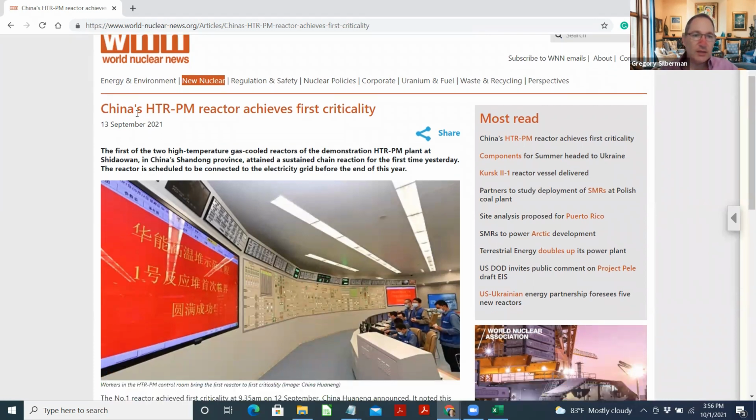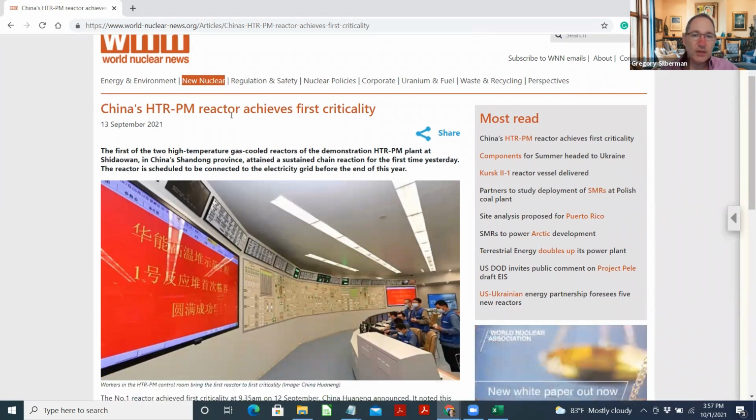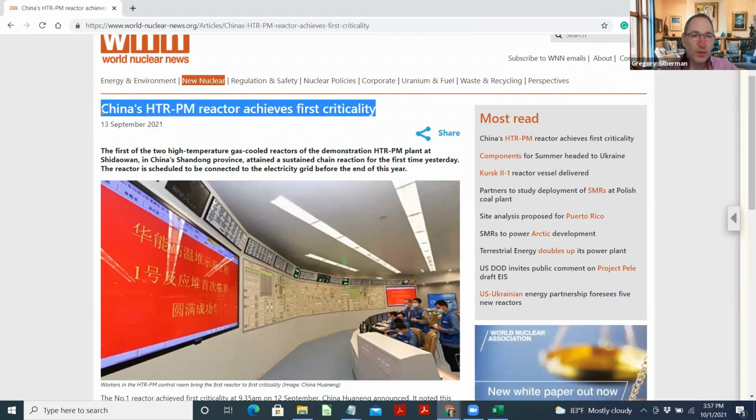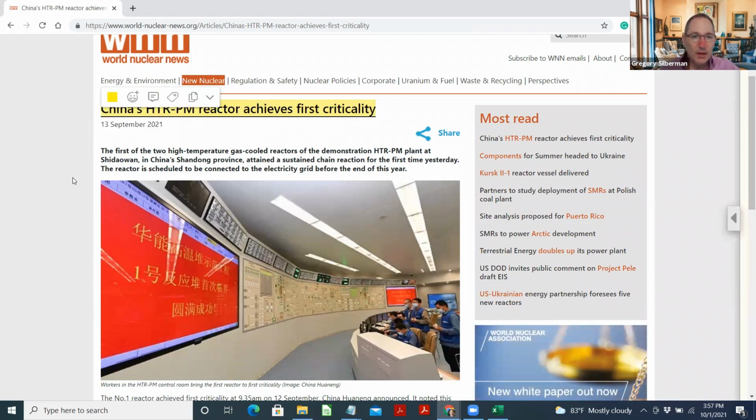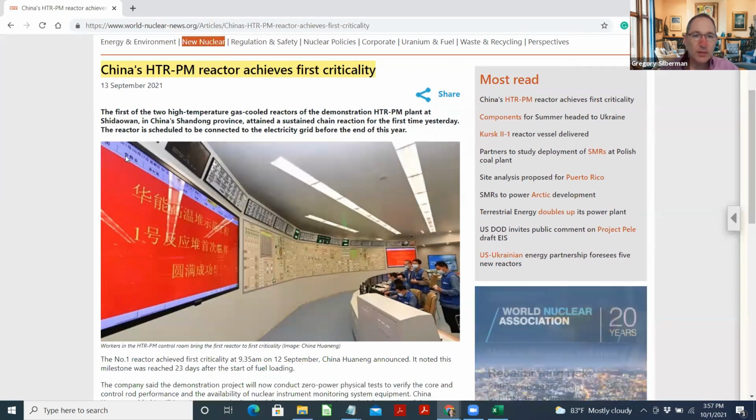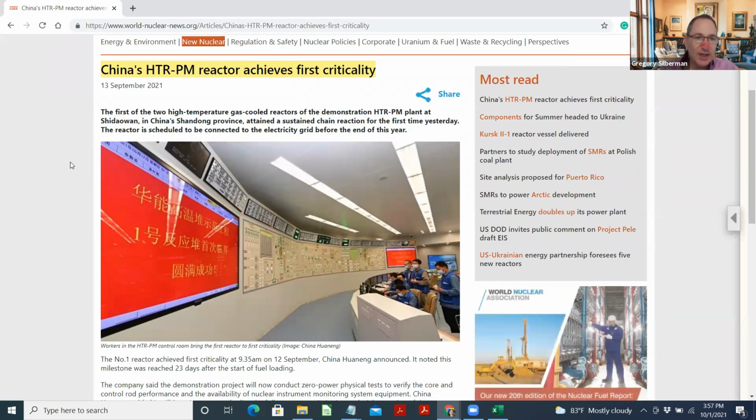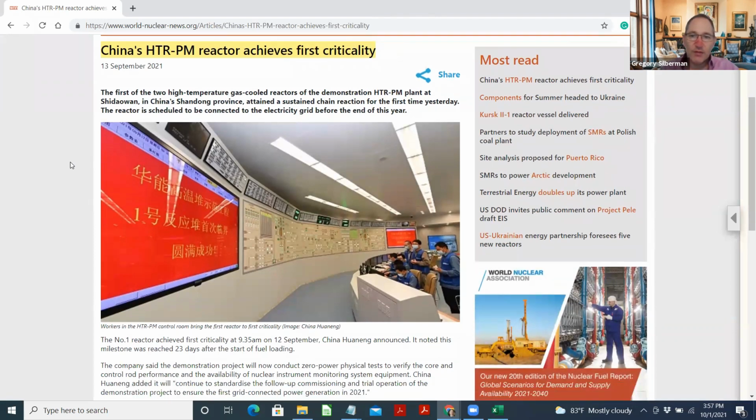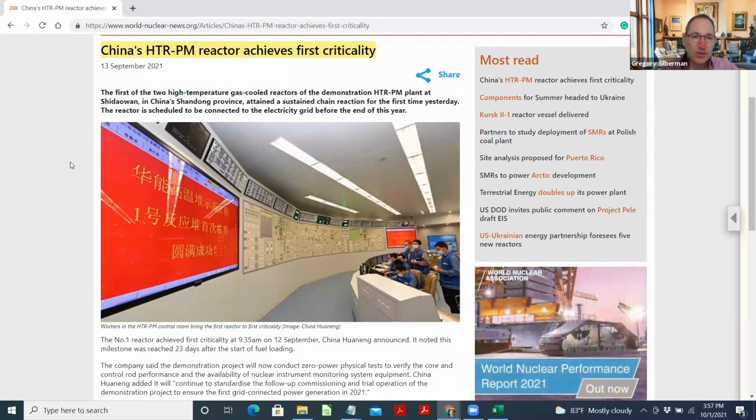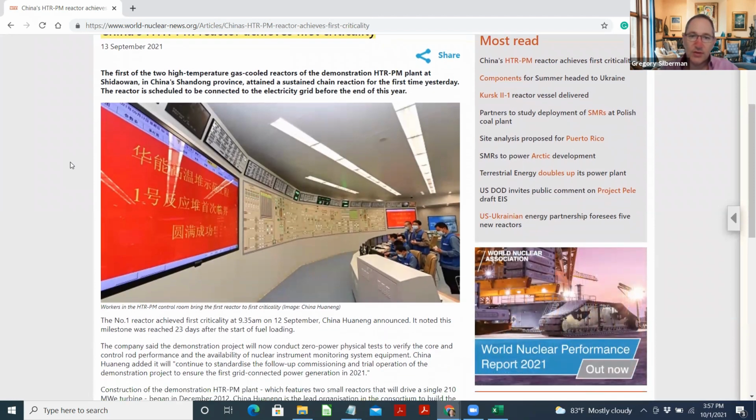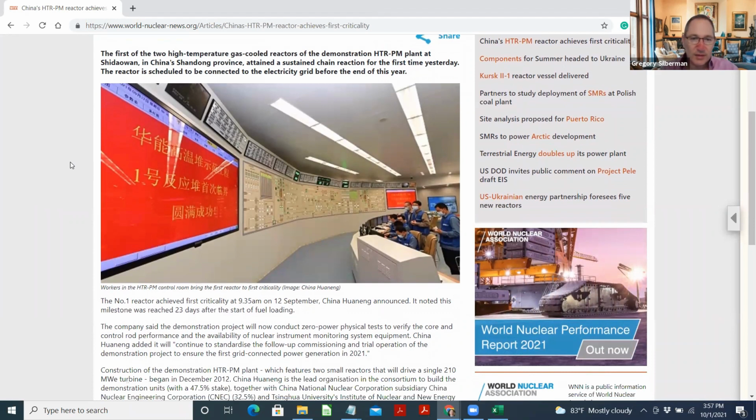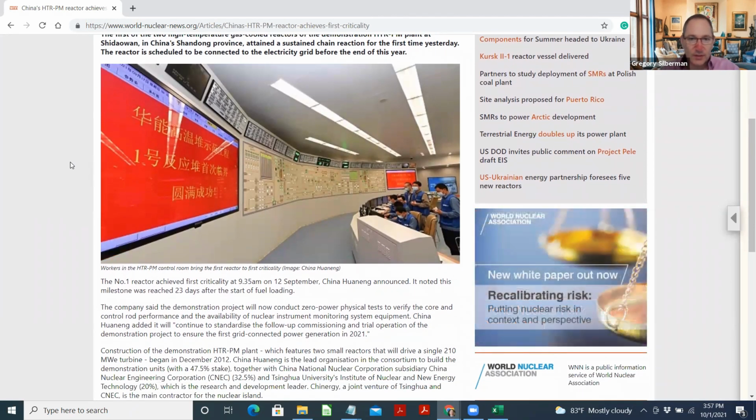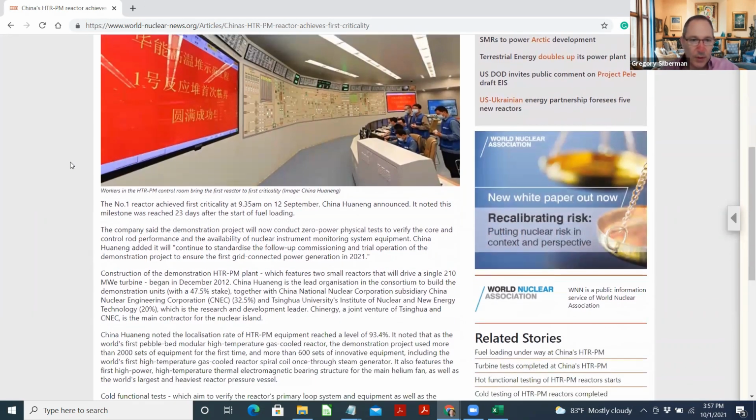This article is China's HTR-PM reactor achieves first criticality. The first of two high-temperature gas-cooled reactors of the demonstration HTR-PM plant at Shidaowan in China's Shandong province attained a sustained chain reaction for the first time yesterday. The reactor is scheduled to be connected to the electricity grid before the end of this year. Okay, so that's exciting, right? That's the starting of a nuclear power plant.